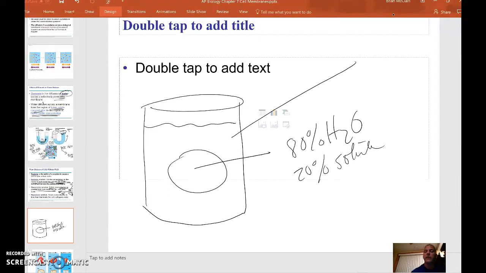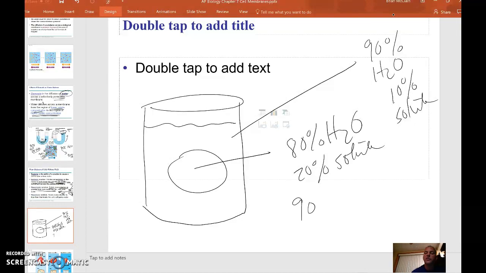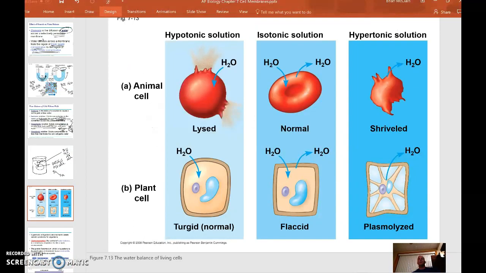And I put it into an environment that is 90% water, 10% total solute. So in this case right here, I have 90 being greater than 80. So just like your ramp, 90 will flow to 80. So water is going to go in. That would be hypotonic. Okay, so hypotonic creates that kind of situation.